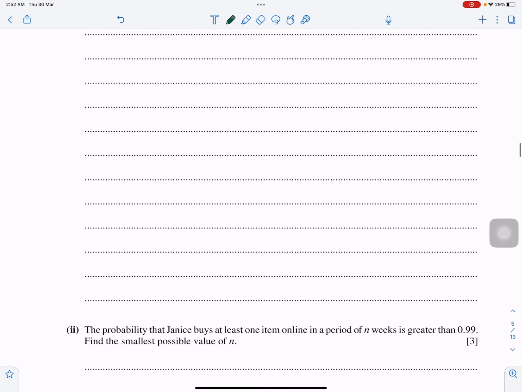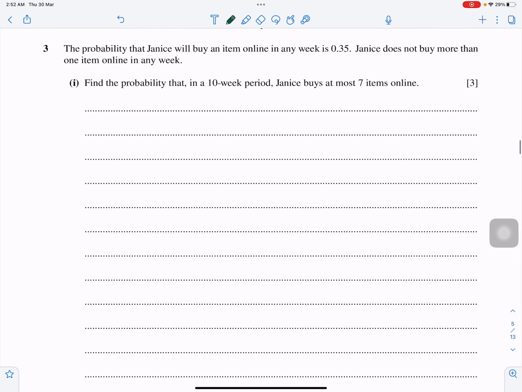So let's come to the question. This question has two parts basically, and it is about the probability that Janice will buy an item online in a week is 0.35, and Janice does not buy more than one item online in any week. Find the probability that in a 10-week period Janice buys at most 7 items. At most means less than or equal to. So let's change this wordy question into mathematical language.